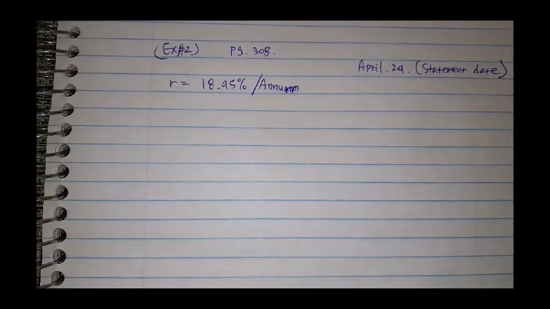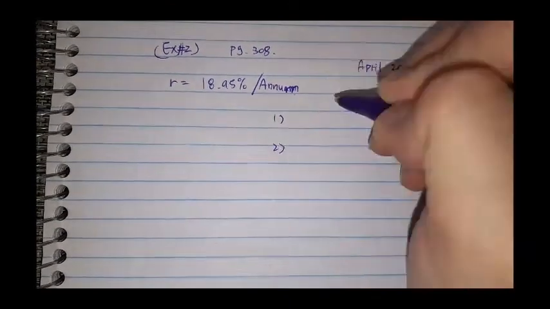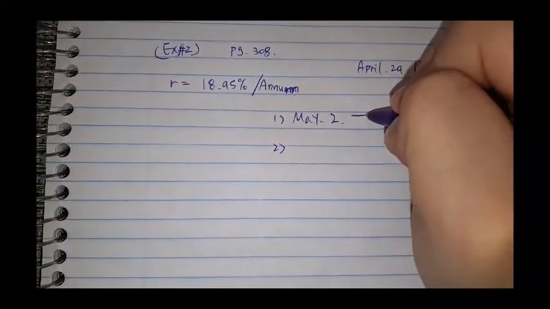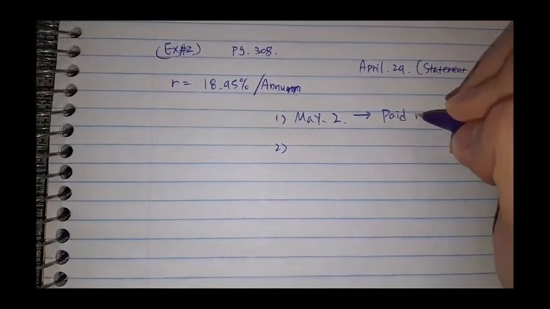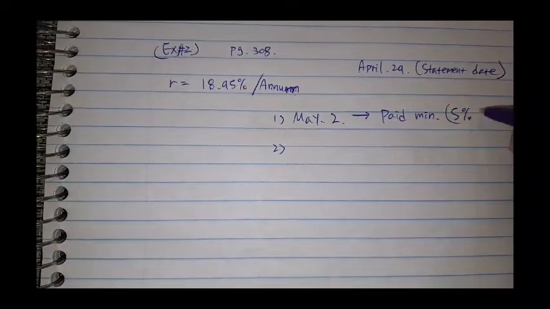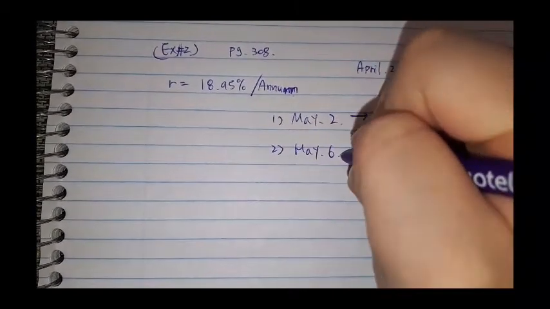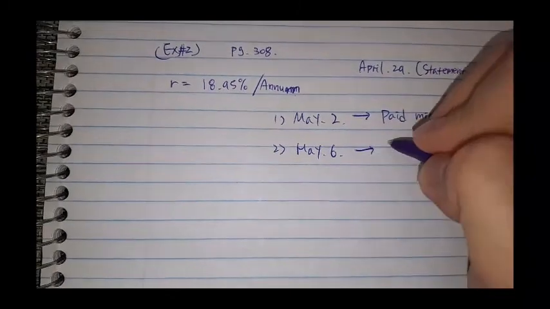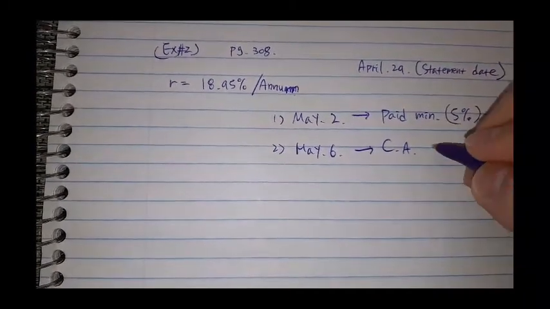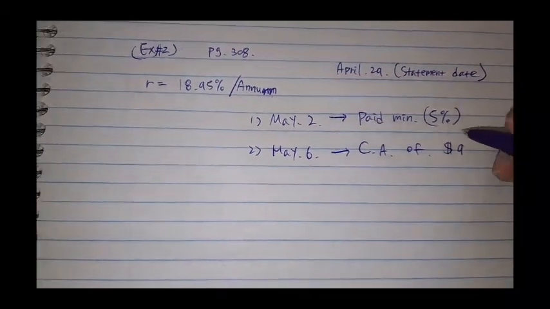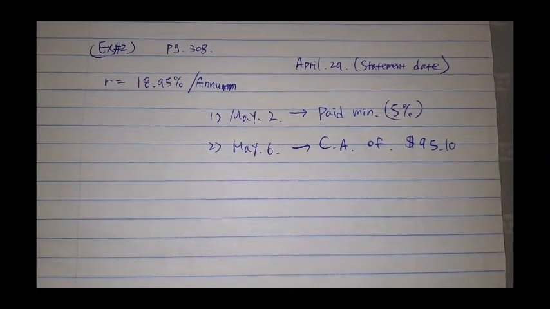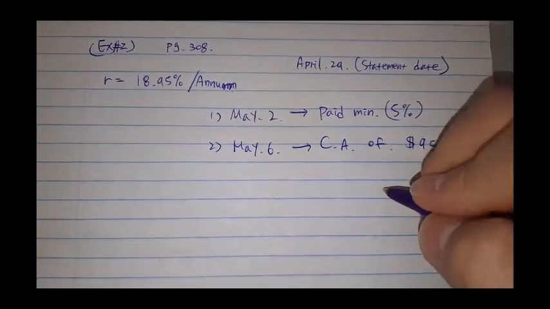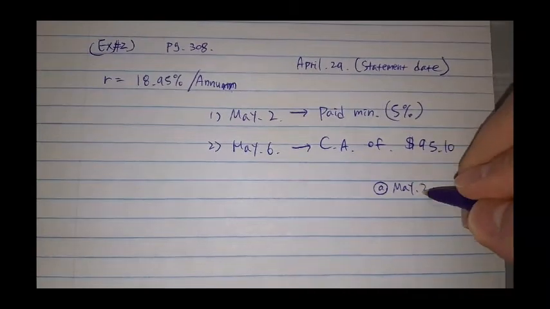Oh, sorry, there are two more conditions. There are two events. On May 2nd, Daphne paid the minimum payment of 5%. And on May 6th, Daphne took a cash advance of $95.10 on her credit card. If she makes no other transaction, how much will Daphne owe on May 29th?